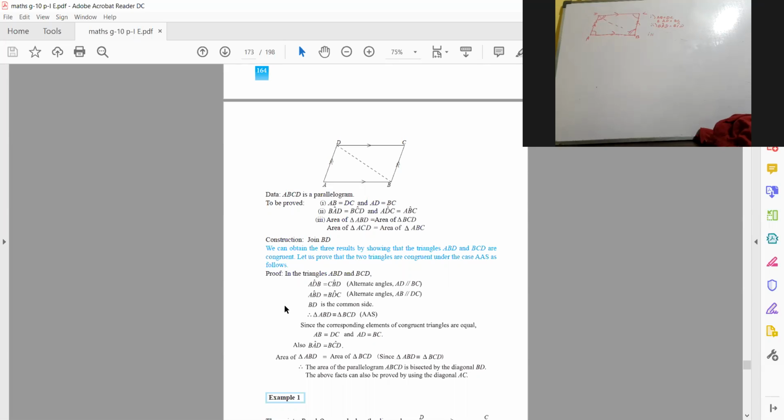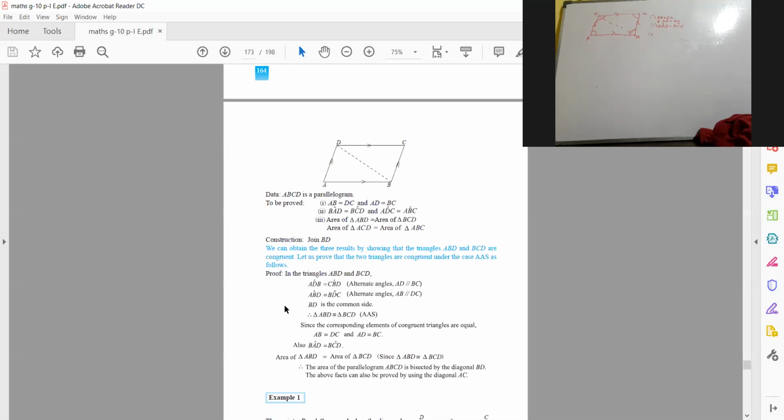Okay. Now let's start the proof. Here we are going to show that the triangles ABD and BCD are congruent to each other. This triangle and this triangle are congruent, right? By saying so, we can easily show the three properties that we are going to show. Now let's start.